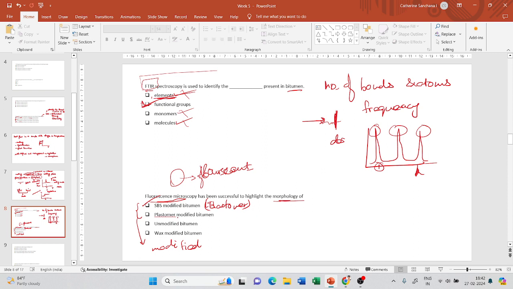A plastomer is not a fluorescent particle, but an elastomer, SBS, which stands for styrene butadiene styrene, is a fluorescent particle, and hence it can be studied under a fluorescence microscope. So the answer to this is SBS modified bitumen.